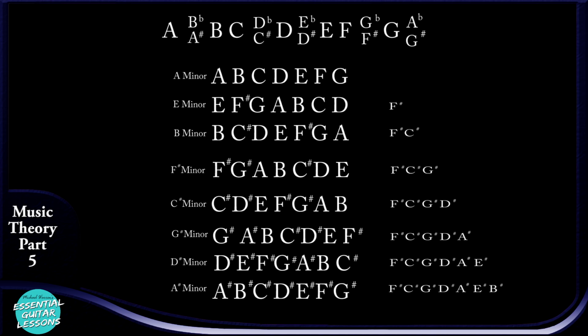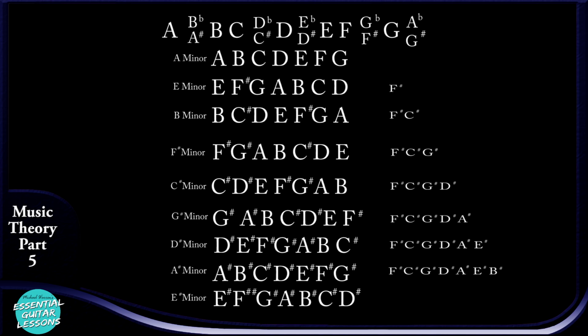I can't go straight to C because I can't skip over the B. So our A sharp minor, all the notes are sharp. The key signature is F sharp, C sharp, G sharp, D sharp, A sharp, E sharp and B sharp. Now the same as the major scales, we can go again and we end up with double sharp.